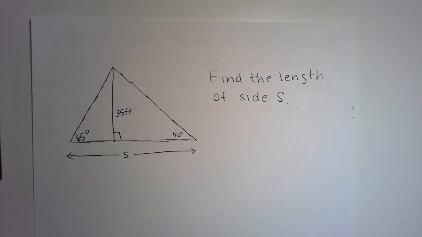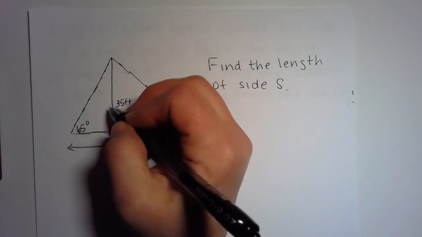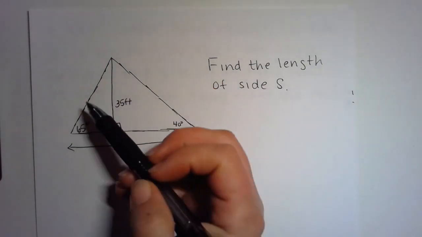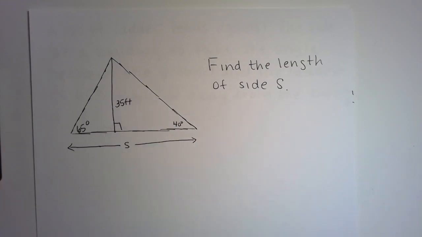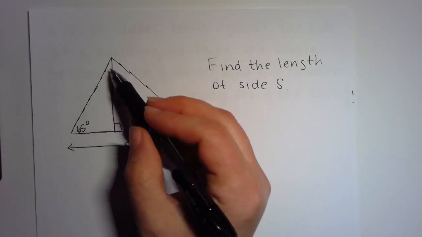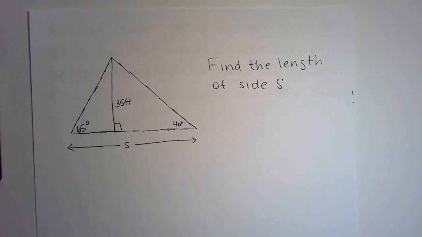All right, so we want to find the length of side S. So the side S is the full bottom there. And so I have basically one big triangle there broken into two other triangles. And I've got the perpendicular line in here that I know is 35 feet, okay? So it's not really a perpendicular bisector.